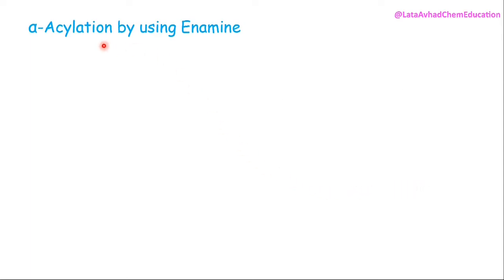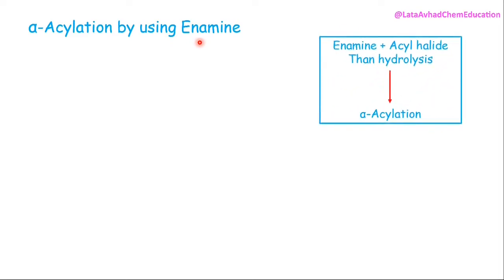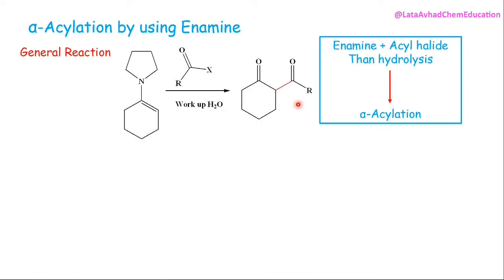Next one, alpha acylation by using enamine. Enamine is treated with acyl halide followed by hydrolysis. We get alpha acylation. Here you can see the reaction. Enamine is treated with acyl halide followed by work up with water and we get alpha acylation product, which is also called a 1,3-dicarbonyl compound.